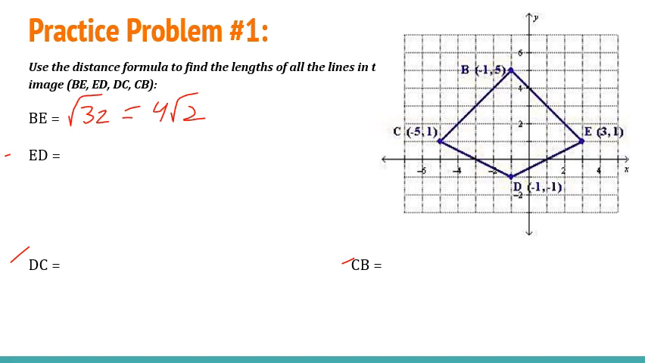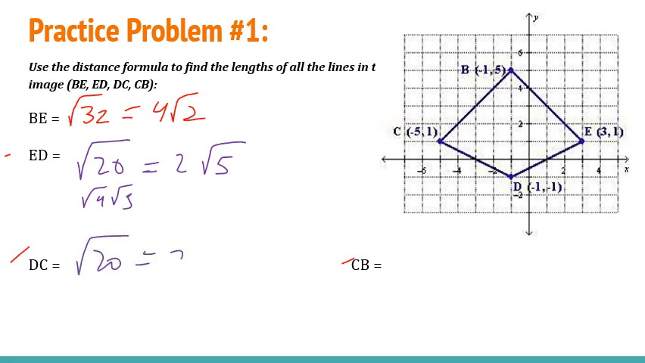Okay, the answers that you should have gotten: ED, once you plug in the distance formula, is the square root of 20, which simplifies to 2 times the square root of 5, right? Because you could do the square root of 4 times the square root of 5, so you get 2 times the square root of 5. And then you should have noticed that DC was actually the same value. You had the square root of 20 again, which is 2 square root of 5. And then CB was going to be the same value as BE. It should have been the square root of 32, which equals 4 times the square root of 2.